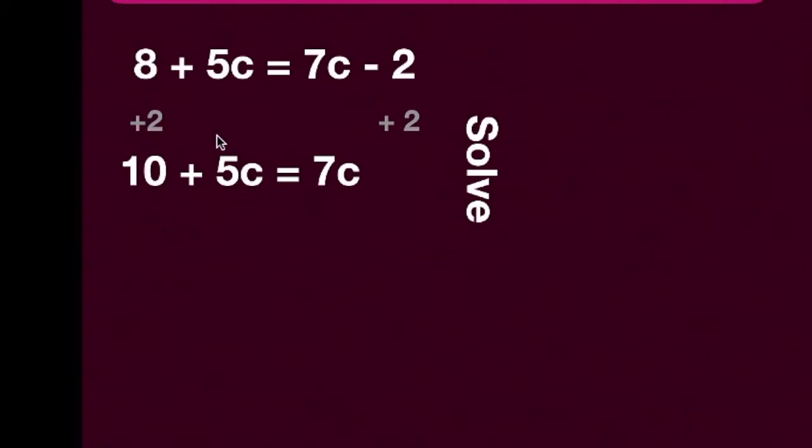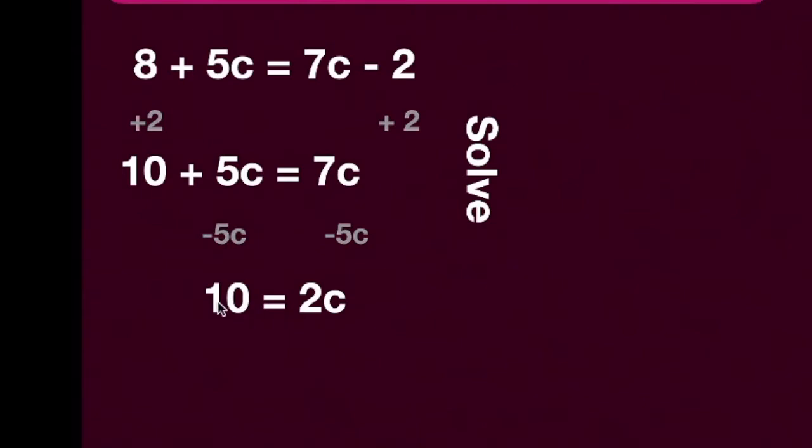Now we try to eliminate this 5c from this side. So we need to take away 5c because you have add 5c. So you take away 5c to eliminate the 5c. This gives you 10 equals 2c. How do you get that? 7c minus 5c gives you 2c, and 5c and minus 5c cancel because they give 0, and then we maintain the 10. Now we have a very simple equation.